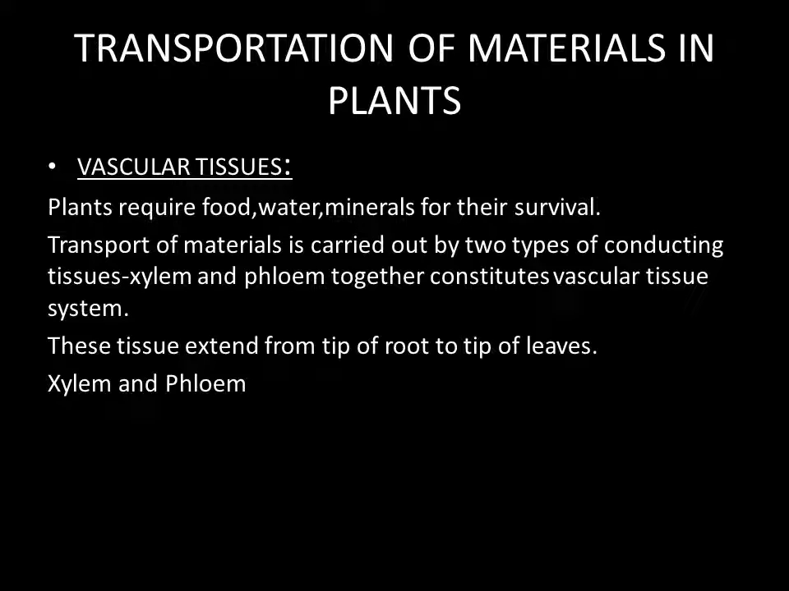So the transport of materials in plants is carried out by two types of conducting tissues. These tissues are two and they are known as xylem and phloem. And these two together constitute the vascular tissue system. These tissues extend from the tip of the root to the tip of the leaves. So let's learn in detail about xylem and phloem.